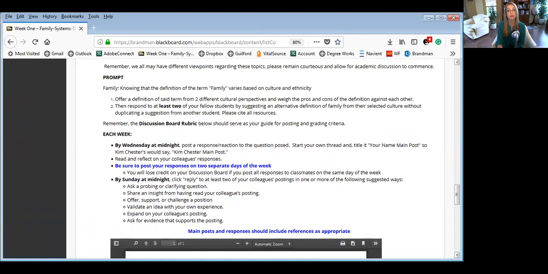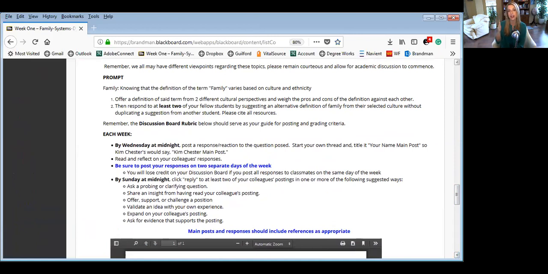Those postings, importantly, need to be posted on 2 separate days of the week. So let's say you post your main post by Wednesday night, and then you're going to need to respond with 2 other posts, but they can't be on the same day. So you can't post on Wednesday and then wait until Sunday and do all of your responses. You'll miss some credit if you do that. What I'm looking for is for you to respond more days of the week.